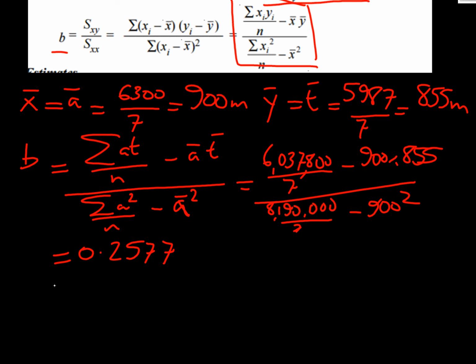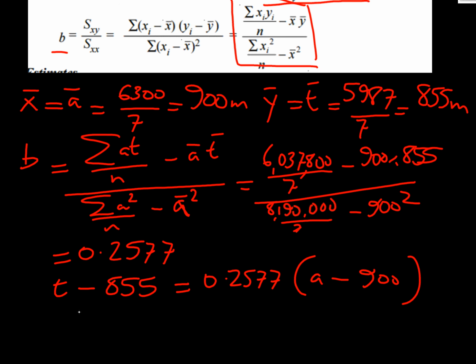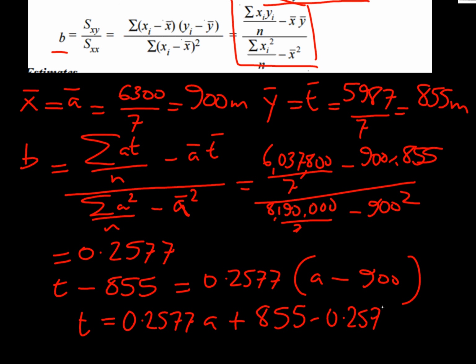Okay, our next step is to sub that into the formula and work out what our constant is. So t minus t bar, and t bar here was 855, must equal 0.2577 times a minus a bar, which is 900 there, isn't it? So reorganizing that, we're going to get t equals 0.2577 of a plus, bringing the 855 over, take away this part, 0.2577 times 900 for this side.